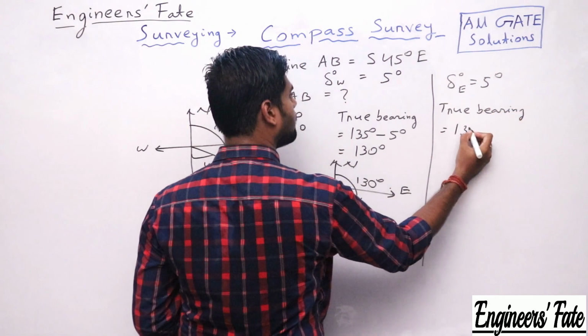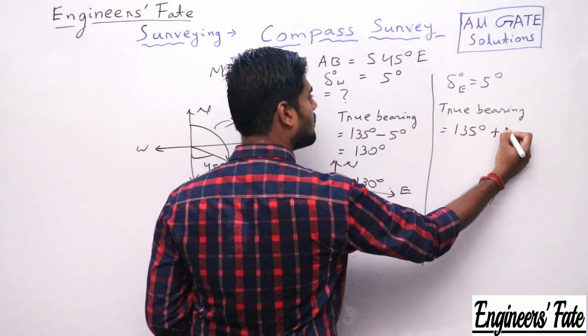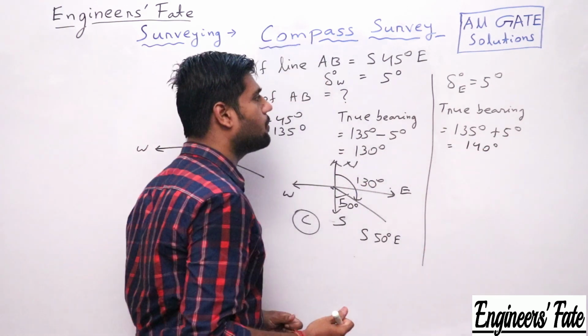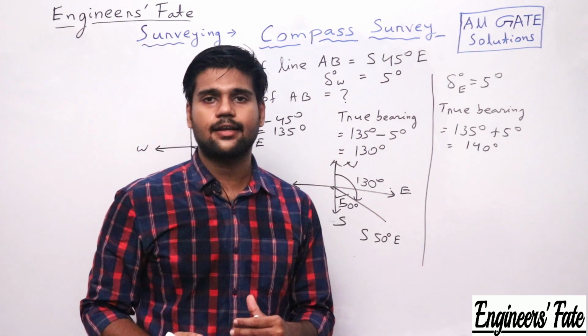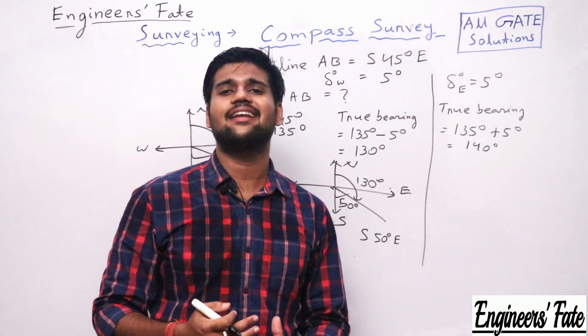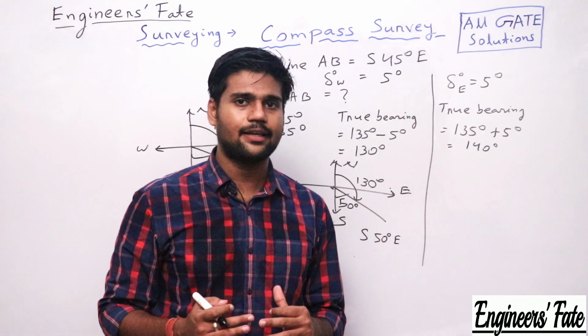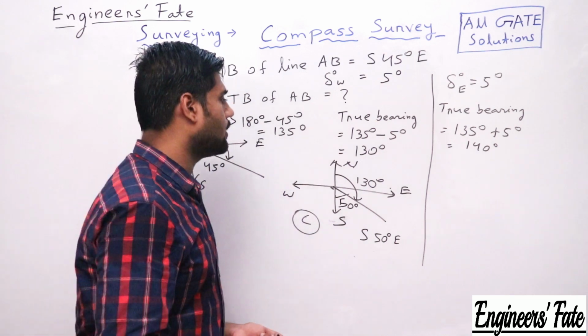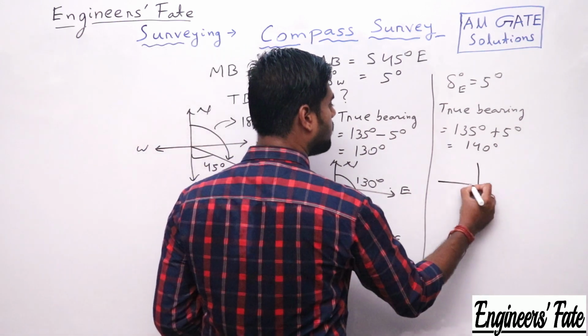So this is 135 degree plus 5 degree. I have told you, you don't have to remember anything. If eastern declination is given, you have to add it. If western declination is given, you have to subtract it, then convert it into quadrilateral system of bearing. Very much simple.